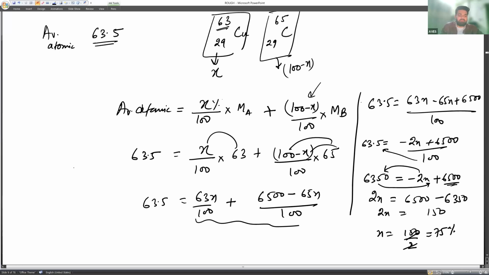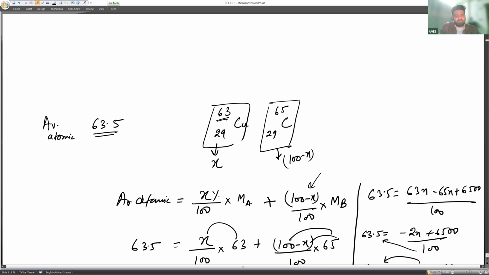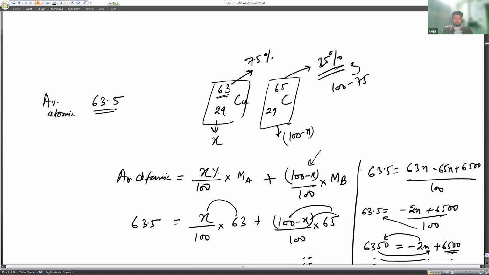Which one did we consider as X? The 63 isotope. So this isotope is X, so this will be 75%, and the other isotope is 25%. This is 100 minus X, 100 minus 75, which gives 25%. Got it? Please copy this one.